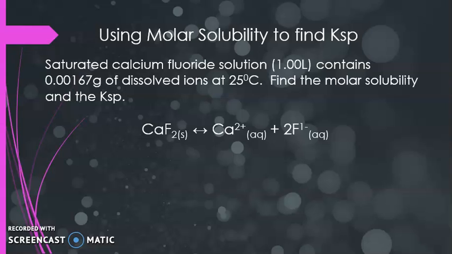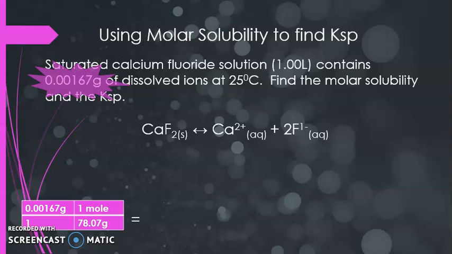But because we're not dealing with 1-to-1 molar ratios exclusively here, there's a pretty big opportunity to make some mistakes. So just like before, I'm given grams. Hate those grams. Let's convert them straight away to moles. So I'm going to take my 0.00167 grams and convert them into moles. The molar mass of the calcium fluoride was 78. I find that I get about 2.14 times 10 to the negative fifth moles.